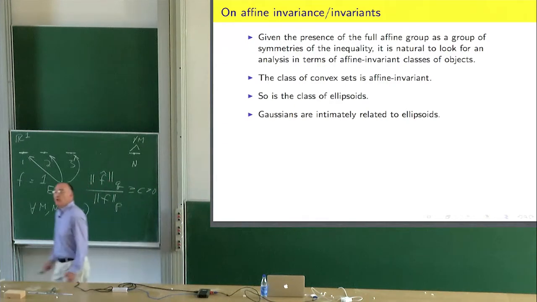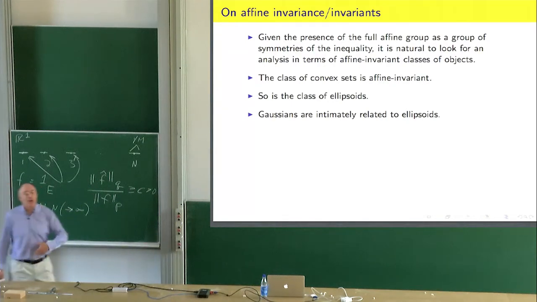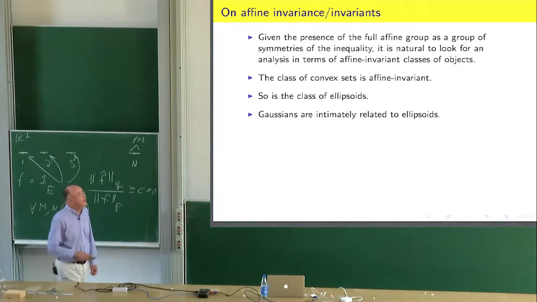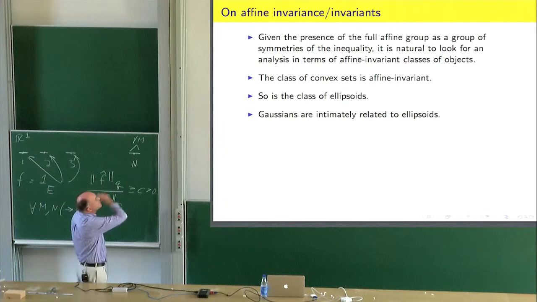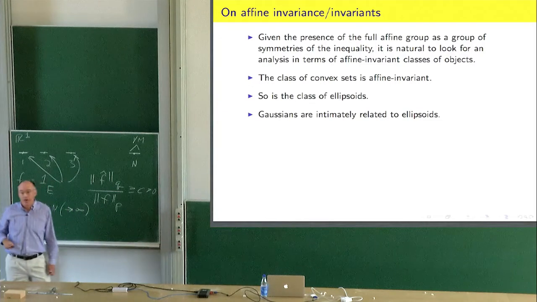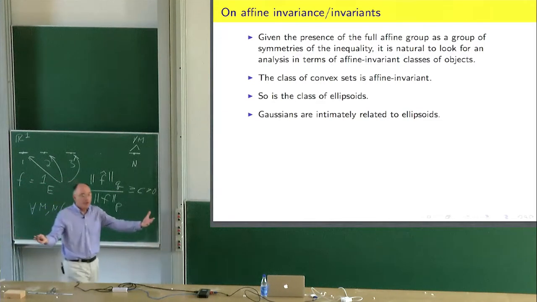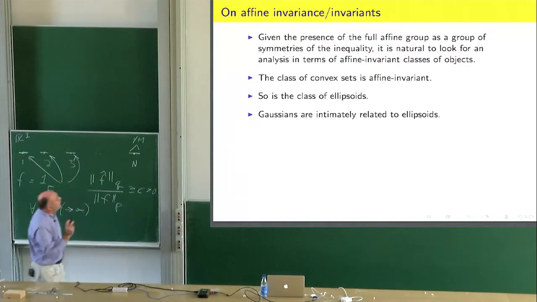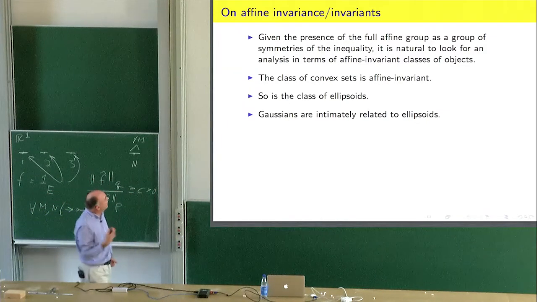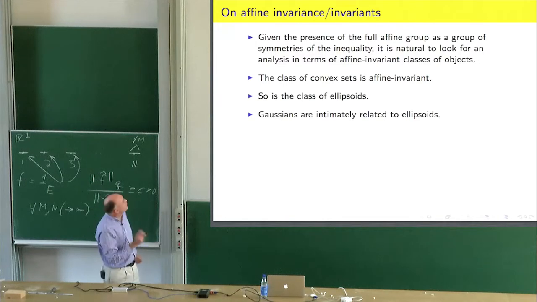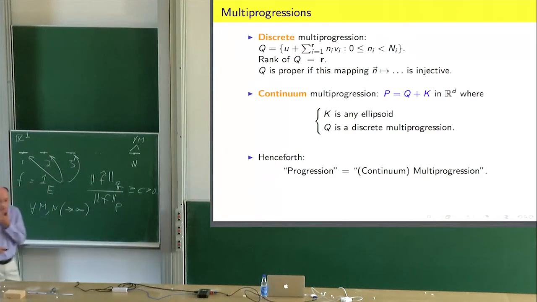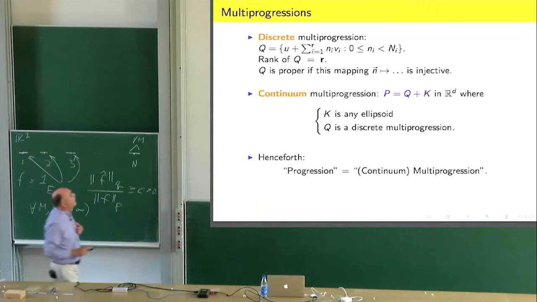The presence of the affine group as a group of symmetries, of course, strongly suggests some of the things that might arise in the analysis, namely things that are invariant under affine transformation. So, of course, the class of convex sets is affine invariant. The class of ellipsoids is affine invariant. And, of course, we expect to see ellipsoids. Those are super-level sets of Gaussians. Well, that suggests what you might see, but there are other things that are invariant under affine transformations as well.